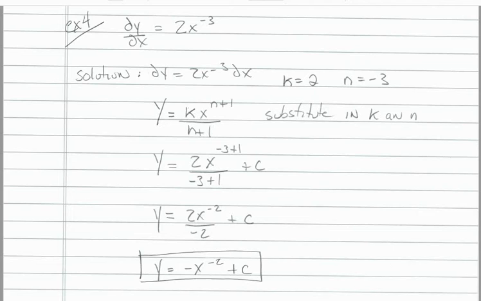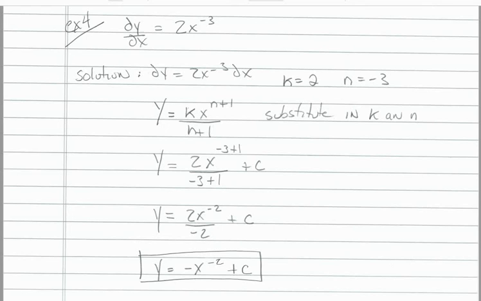Right here I have dy/dx equals 2x to the negative 3. So note we've got to multiply both sides by dx, so all the x's functions are on one side, y is on the other. Once again, we're using y equals kx to the n plus 1 over n plus 1. We're just undoing the power rule. So define what your k is, define what your n is. So k is 2, n is negative 3, and then we just simply substitute in.